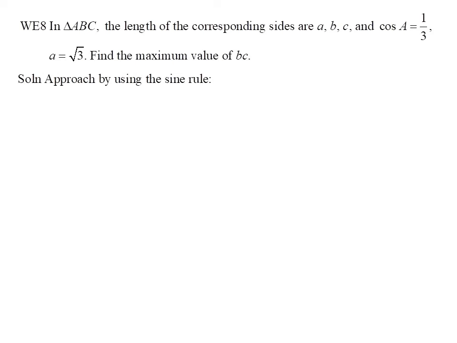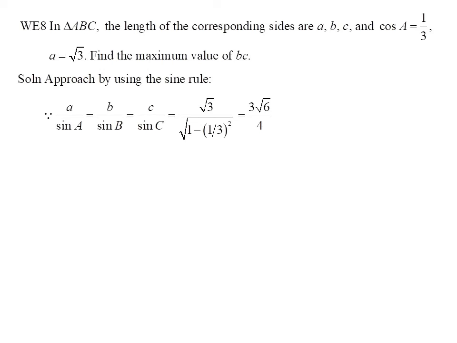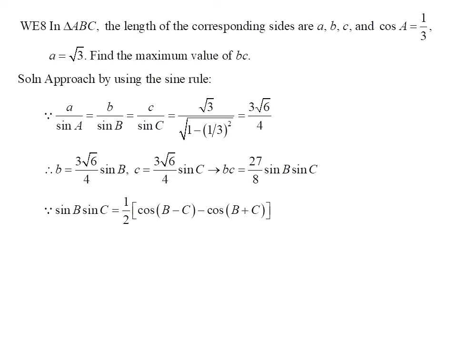Based on the sine rule, a over sine A equals b over sine B equals c over sine C, which equals 3 square root 6 over 4. So b equals 3 square root 6 over 4 times sine B, while c equals 3 square root 6 over 4 times sine C. Hence bc equals 27 over 8 times sine B sine C.